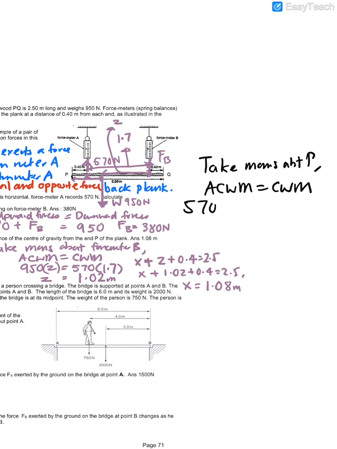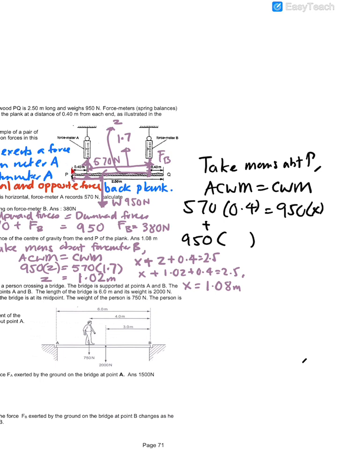Clockwise. The P is here, the pivot. Oh, the pivot is P, so anti-clockwise. So 570 times 0.4. Let's do this faster. 950, clockwise or anti-clockwise? Clockwise. So I write on the other side, times what? 950 times X. Then the other force, clockwise or anti-clockwise? Anti-clockwise. 950 times how much?